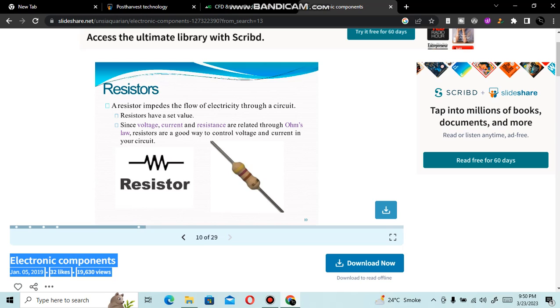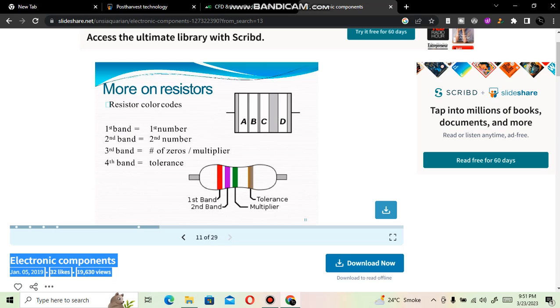Resistors have a set value. Since voltage, current, and resistance are related through Ohm's law, resistors are a good way to control voltage and current in your circuit. Resistor color code.